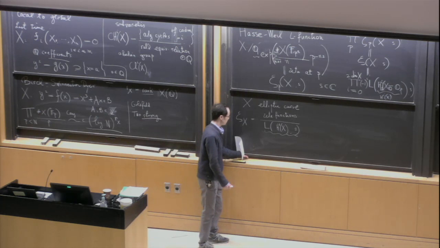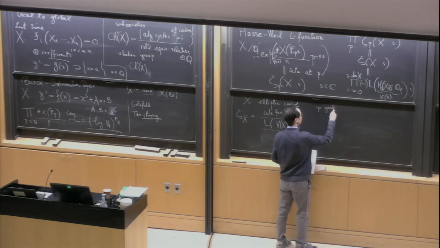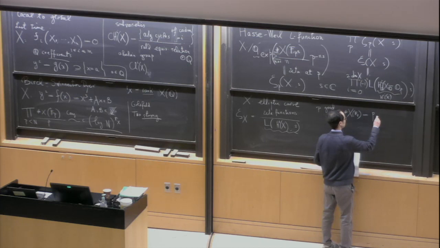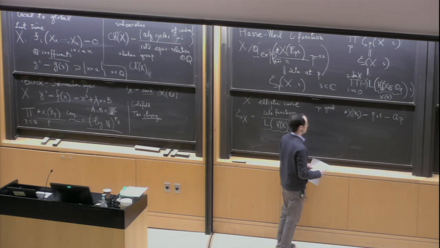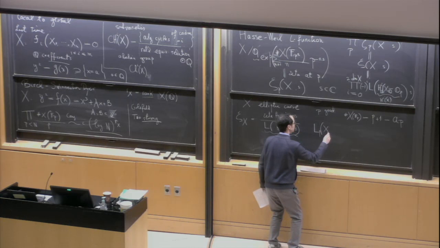So it turns out in this example of an elliptic curve, at least for prime p large enough, a good prime, the number of points has the form p plus 1 minus an integer called a_p, where in this case I can write it more explicitly. So the local piece factor looks like this.